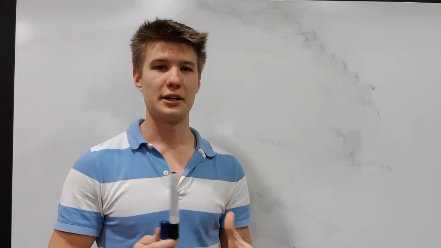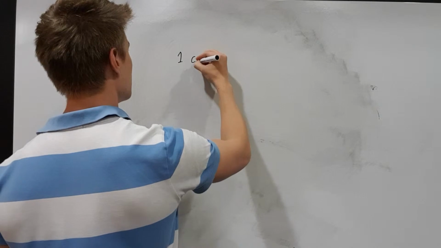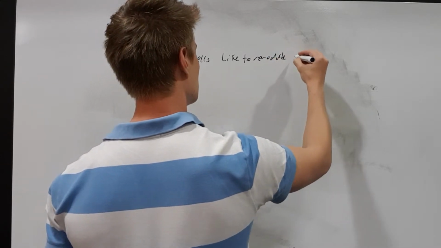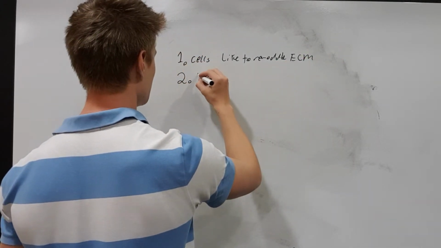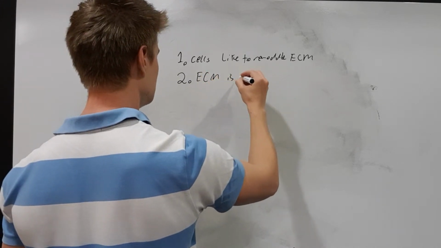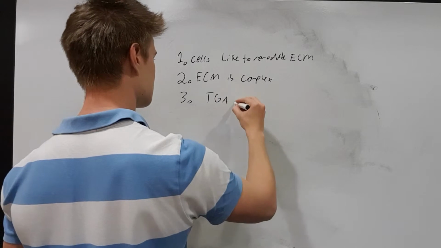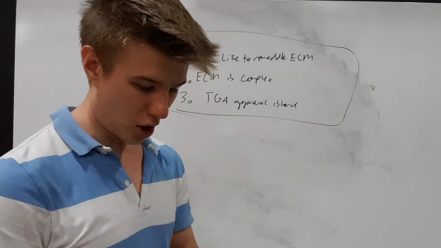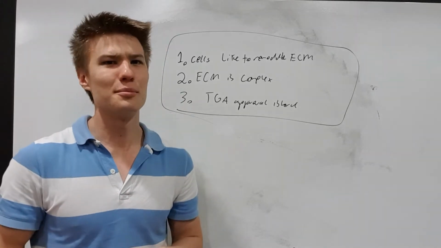Okay, and then the last thing, the actual last thing, I lied the last time, is to talk about the cell matrices that we use currently. So it's important to note a couple of things. Number one, cells like to remodel ECM. Two, ECM is complicated. Three, TGA approval is hard. Right? So these 3 factors combine to mean that the best and most effective way for us to create tissue engineering constructs is to use the simplest things we can.